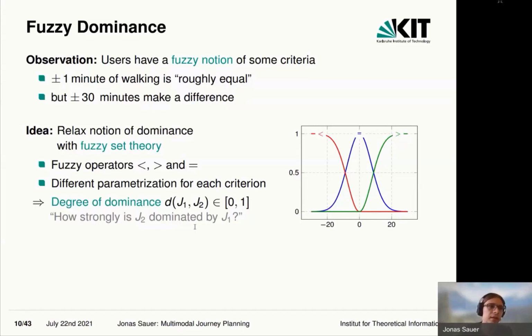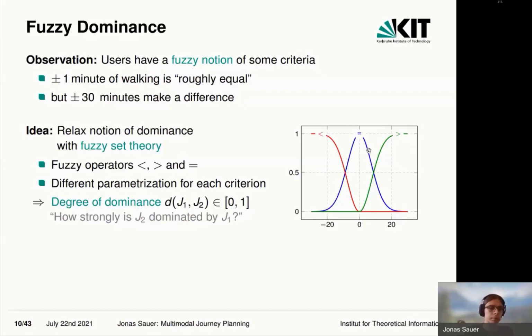And then we can define a degree of dominance between two journeys, which is a value between 0 and 1, which tells us how strongly journey J2 is dominated by J1. So if we have only one criterion, then we could take this fuzzy smaller than operator to tell us how much it is dominated. So let's say the difference is, I don't know, 10. Then we would say it's dominated by the other journey by about 50%. And then if the difference is 20, it might be dominated by 90%.